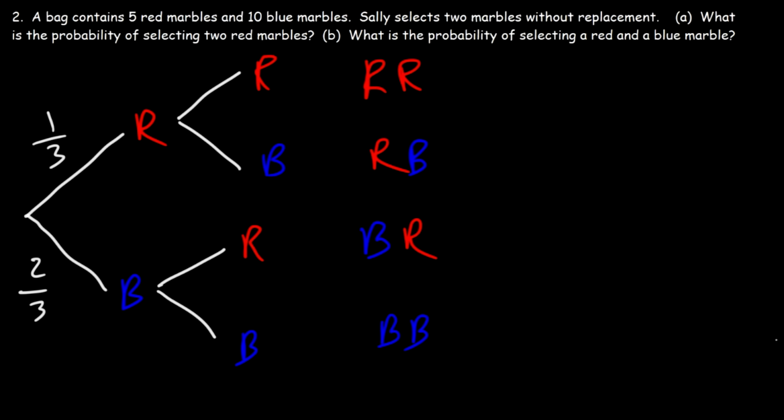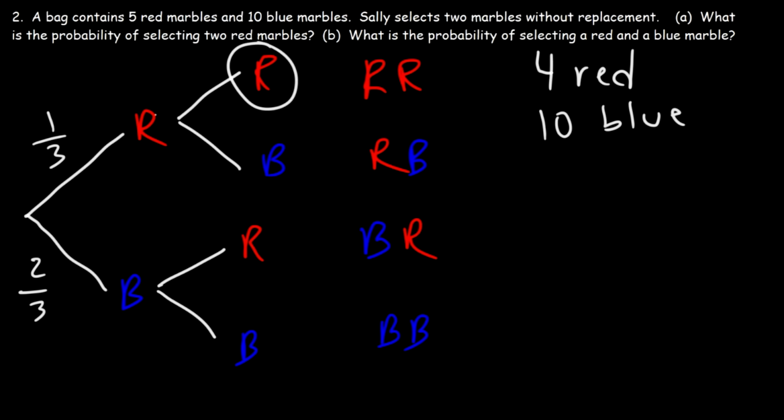So during the second try, we're not going to have a total of 15 marbles. We're going to have a total of 14 marbles because she took out one. So in the first try, she took out a red marble. So now we have 4 red marbles and 10 blue marbles. So this is what is known as dependent events, because the second event depends on the first event, whether she took out a red or a blue.